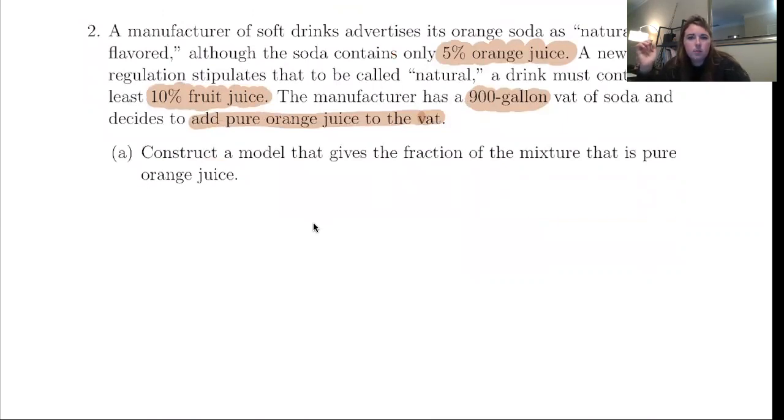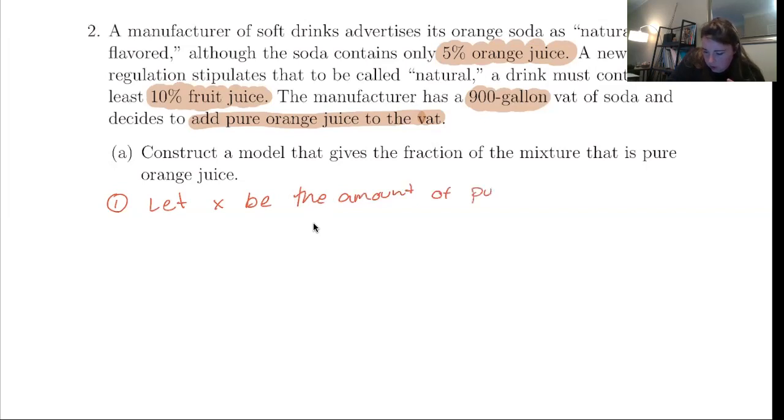I don't want to go too fast. So let's just work through those steps, kind of what we were given before. What's our varying or independent variable? What can I change in this situation? Right? Pure orange juice. So let's just say let X be the amount of pure OJ.